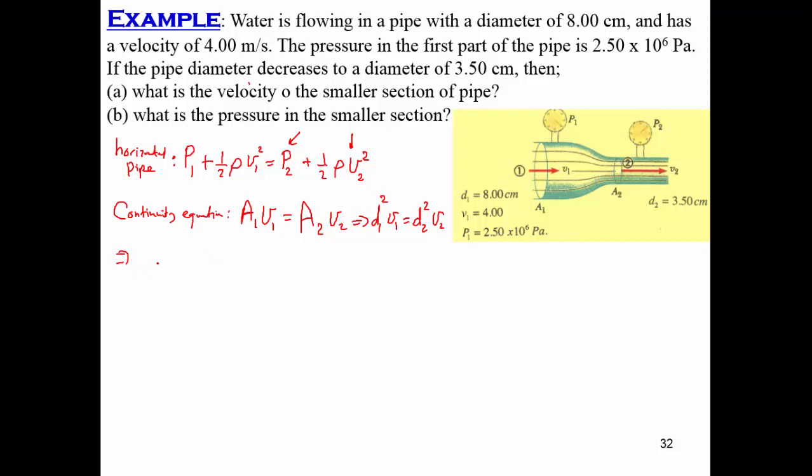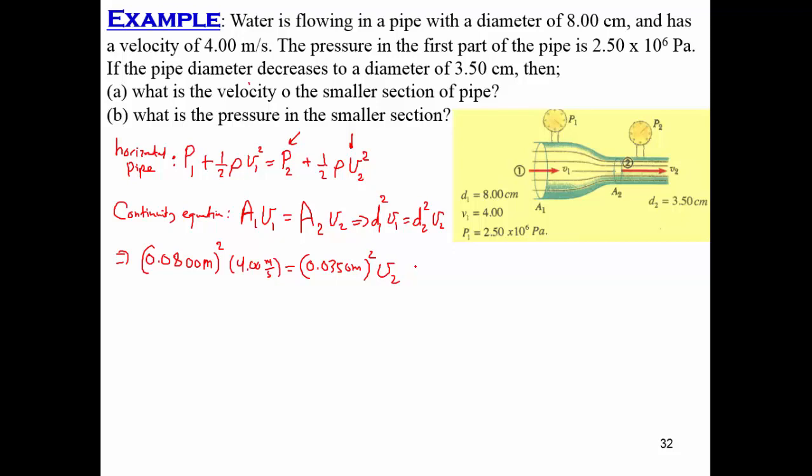d1, the diameter in the first region, is 0.08 meter. We can keep it as centimeter because centimeter eventually will cancel out, but it's a good habit to change all units to meter, kilogram, and seconds. So go ahead and write it as meters, 0.08, and this is meter squared, times V1, which is 4 meter per second. This is equal to the second part of the equation, which is the diameter in the second part of the pipe, which decreased to 0.030 meter, converting centimeter to meters here. This is squared, times the velocity which we need to find.